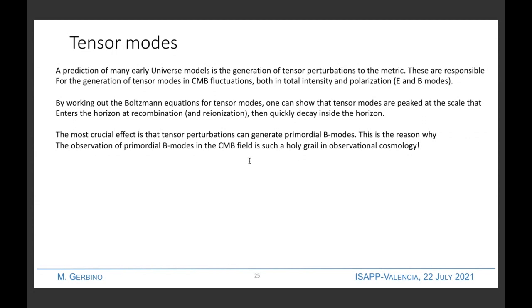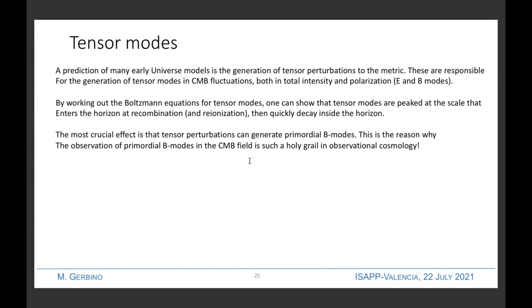But nevertheless, they are extremely important because they can provide additional and completely independent information about the early stages of the universe, and in particular about the physics of inflation, as we have seen in the previous lectures.